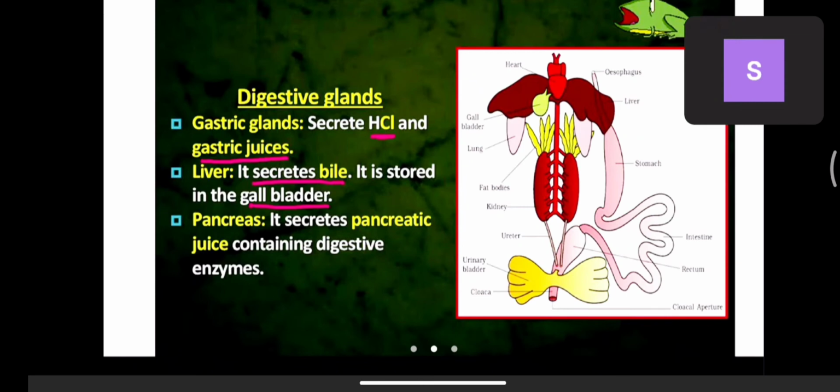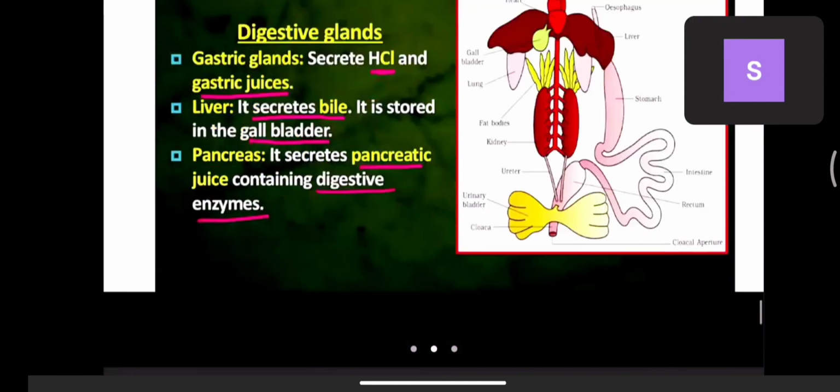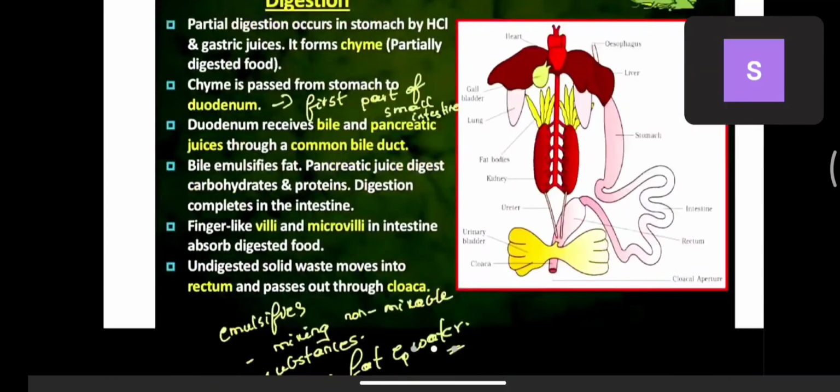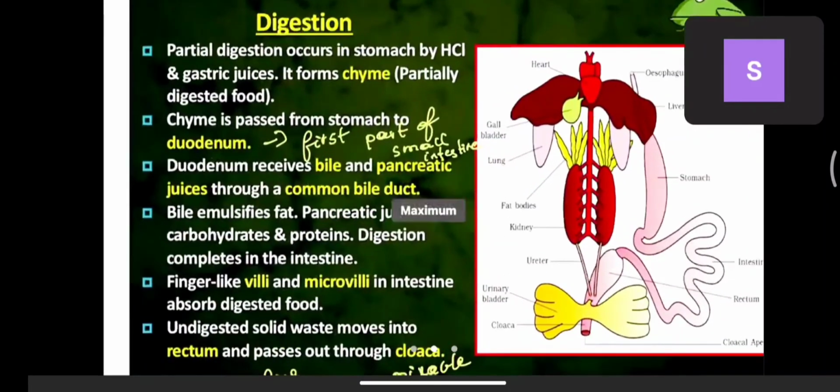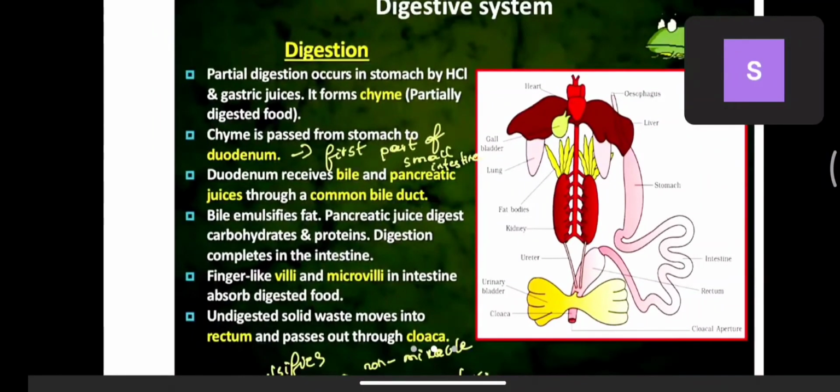Even in human beings, it is the same condition. So the pancreas secretes pancreatic juices containing digestive enzymes. So this is about the digestive system of the frog. Gastric glands are present which secrete HCl and other juices. The liver secretes bile, and bile is stored in the gallbladder. The pancreas secretes pancreatic juices responsible for digestion. Clear? And here partial digestion occurs in the stomach by HCl and other gastric juices.